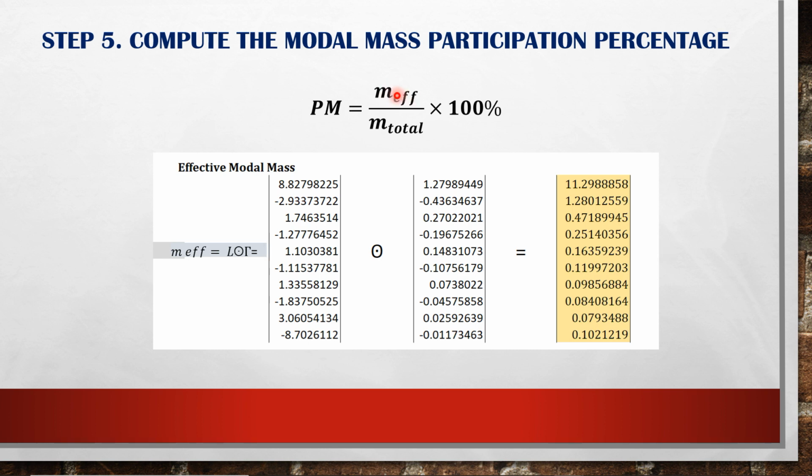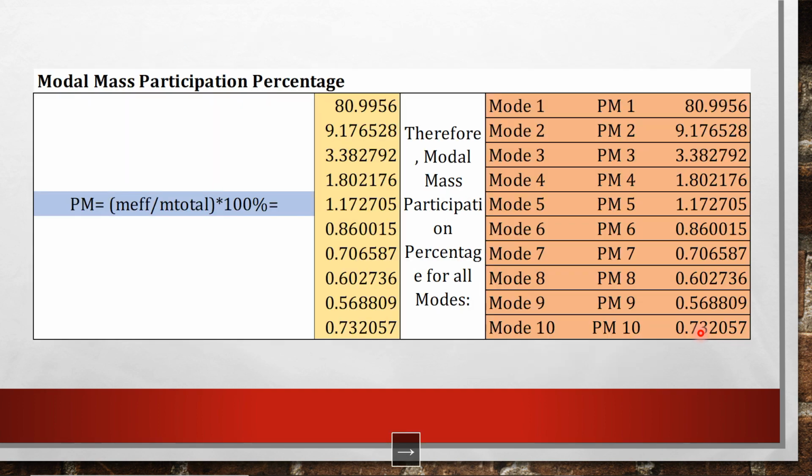So, paano naman yung sa total? Ito-total lang natin ito. Sum up natin ito. Then, ito na yung total natin. Then, itong effective modal mass divided by the M total times 100% is equal to the modal mass participation percentage. So, ayan. Ito yung result niya. PM is equal to MEFF over M total times 100%, so ito yung magiging result niya pag i-plug in natin dito yung mga value.